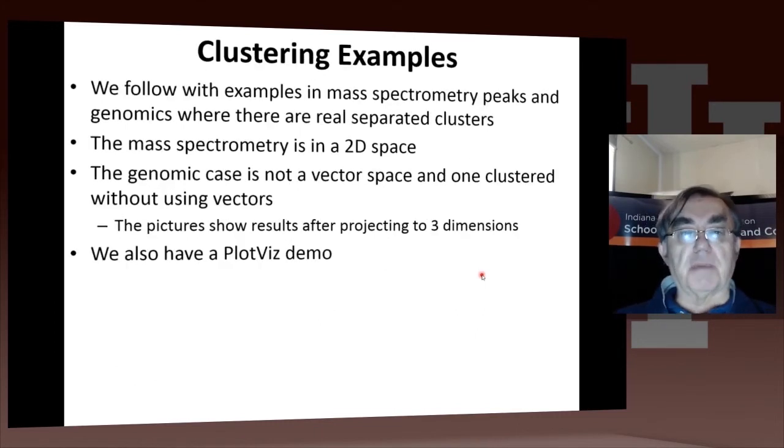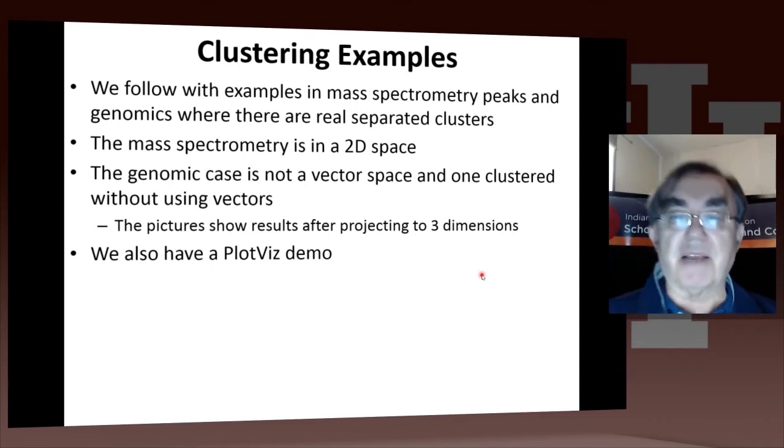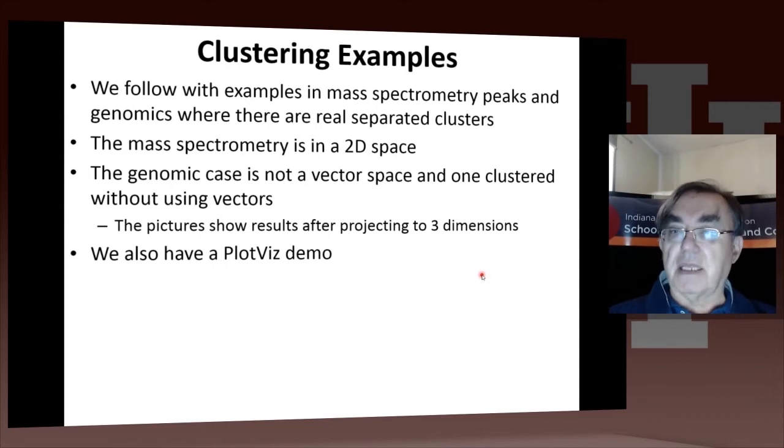So now we do some examples just to show you the different types of clusterings you can see. The first is from mass spectrometry, where there are actual peaks, because those are 2-dimensional vectors, and so the mass spectrometer peaks, and they have real clusters, and they're clearly separated. And there's genomics where they're also separated, but they're not in 2 dimensions. And so that's a case where you can't use k-means because k-means only works if there's a vector space. And I have a PlotViz for the genomics example.